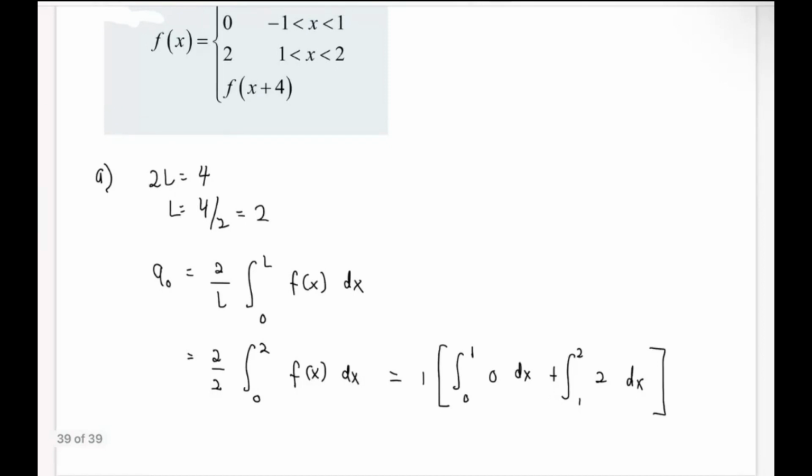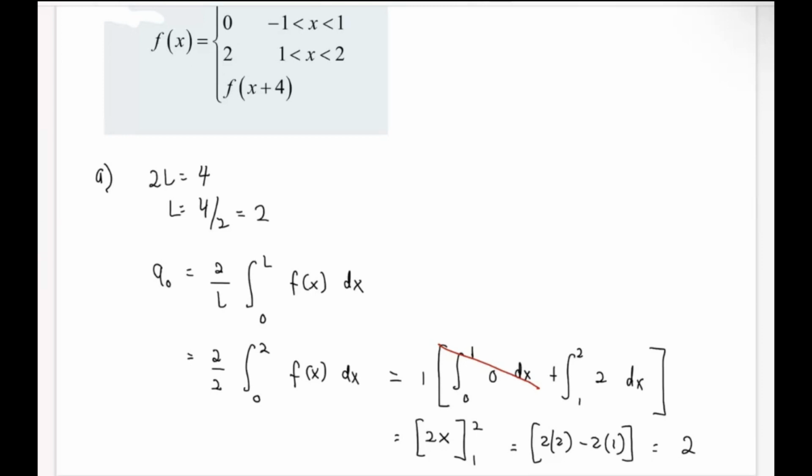So integration of 0 is 0. Integration of 2, you get 2x. So 2, you get 2x from 1 to 2. So you substitute 2 multiply 2 minus 2 multiply 1. So 4 minus 2 equal to 2. So our a naught now is 2.